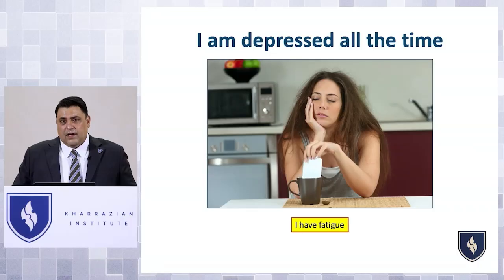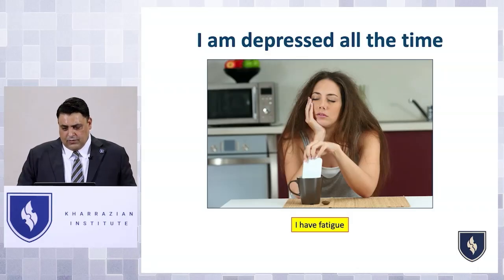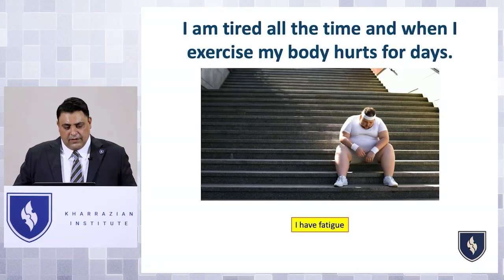And one of the consequences of decreased mitochondrial function, decreased ATP in the brain, is really depression. And we'll show you a bunch of research with that throughout the course. Here's another scenario. A person with fatigue. "I'm tired all the time, and when I exercise, my body hurts for days."